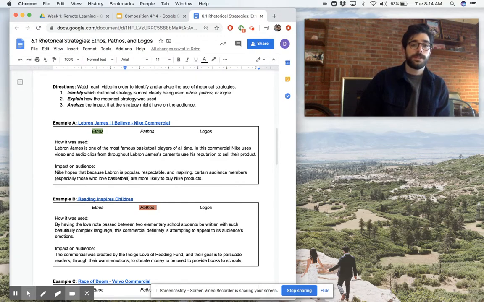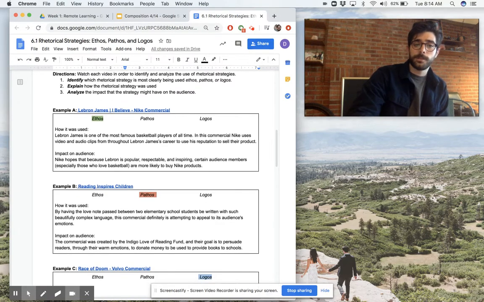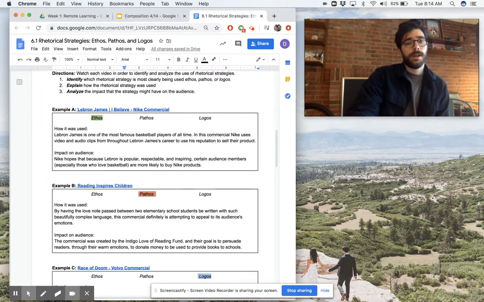When I say most clearly, it's true that there might be multiple strategies at play. We want to know which one is most clearly being used here. Then, explain how the rhetorical strategy was used in that commercial. And then analyze what impact that strategy might have made on the audience. And so I have 3 examples for you that we're going to start with today.